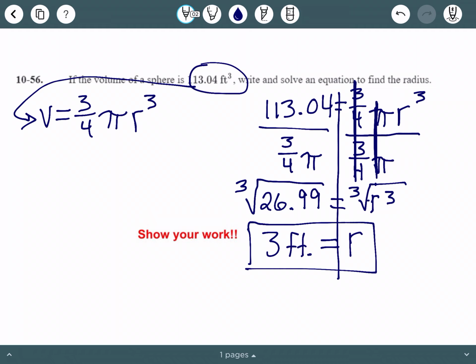And you could plug this back in to see if it works. And it will get you something that's not exactly 113.04, but it will be very close. And the reason it's not exactly 113.04 is because we had done some rounding to the nearest hundredth. All right, that is all for 1056.